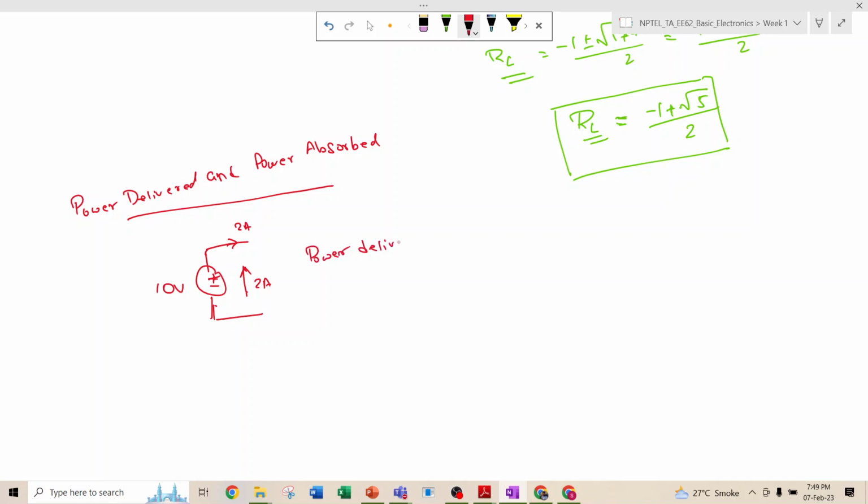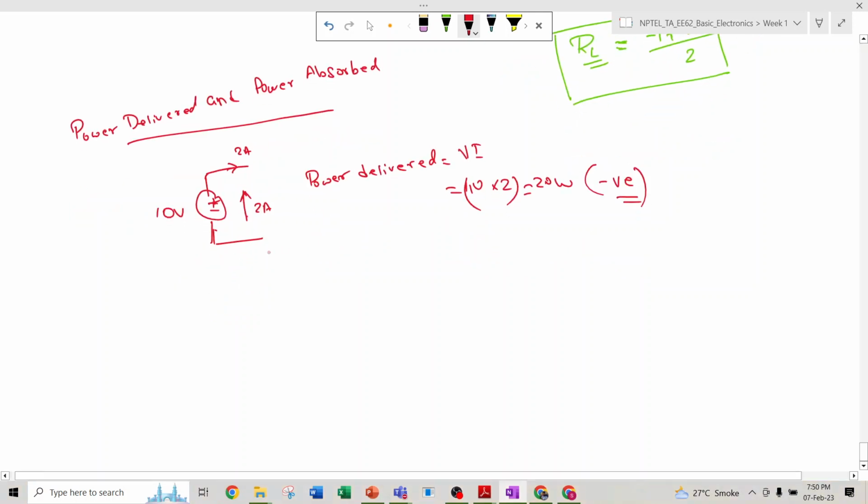Power delivered is equal to V into I. V into I, that means 10 volt into 2, that is 20 watt. This delivered power, we generally put a negative sign, that means the power which is delivered, it is a convention, we put it negative.